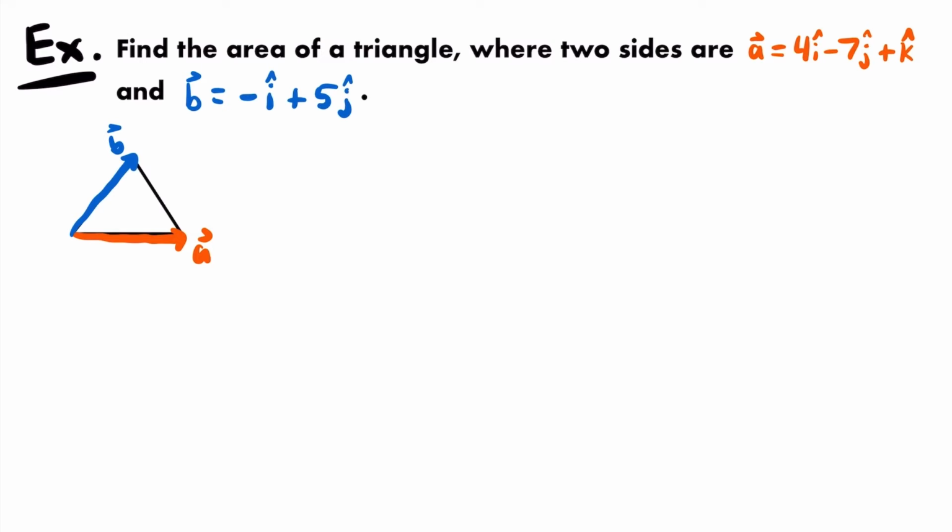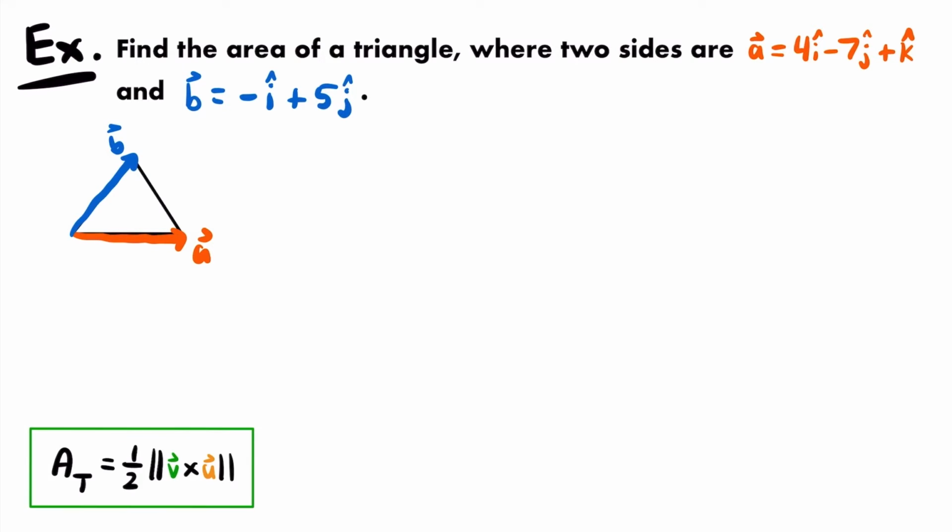In fact, it's almost identical to how we calculate the area of a parallelogram, except we divide it by 2. So the formula looks like this. If the two sides of a triangle are represented by vector v and vector u, then the area of that triangle is equal to 1/2 times the magnitude of the cross product between those two vectors. So in this case, the area of the triangle will be equal to 1/2 times the magnitude of vector A cross vector B. And you can also do vector B cross vector A.